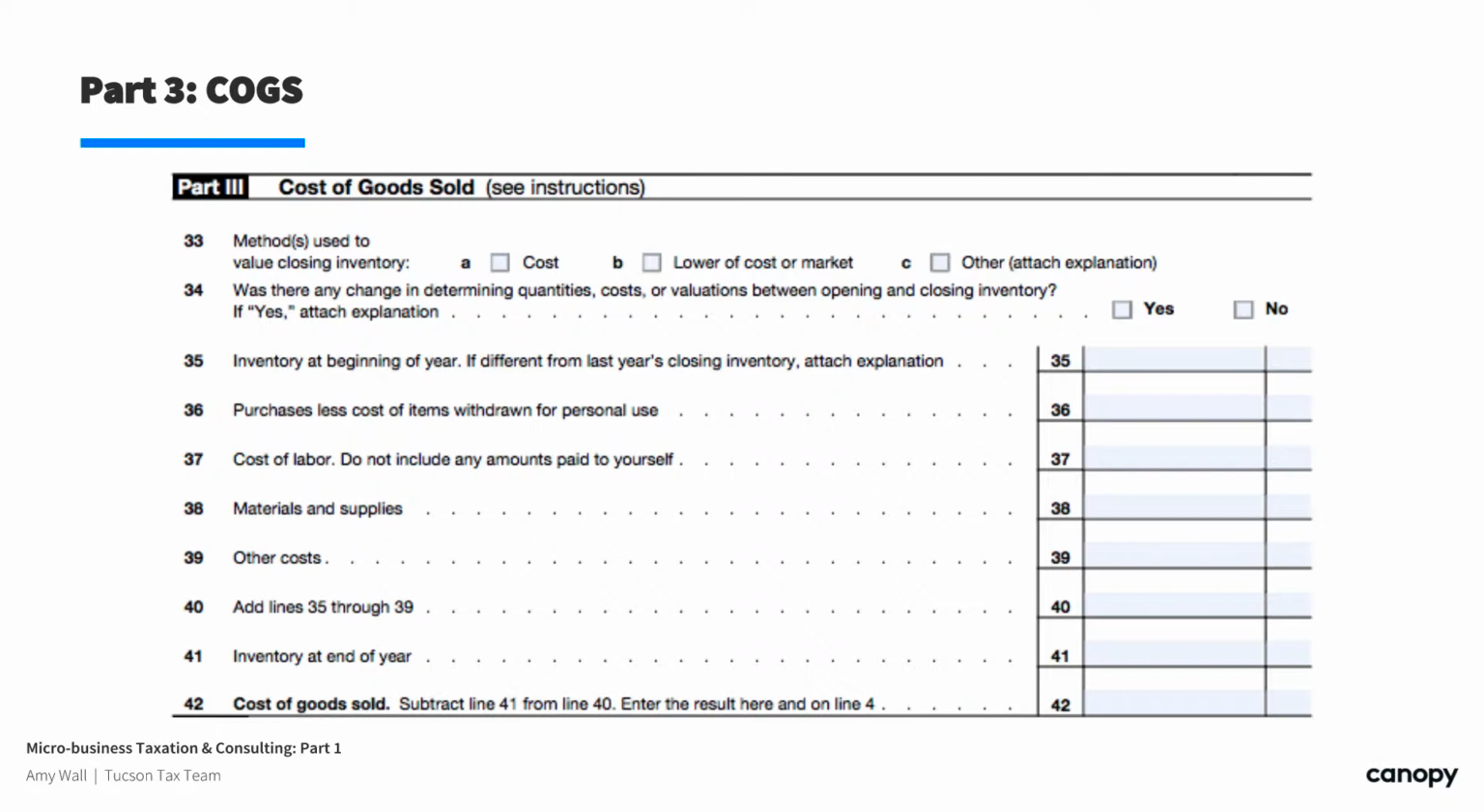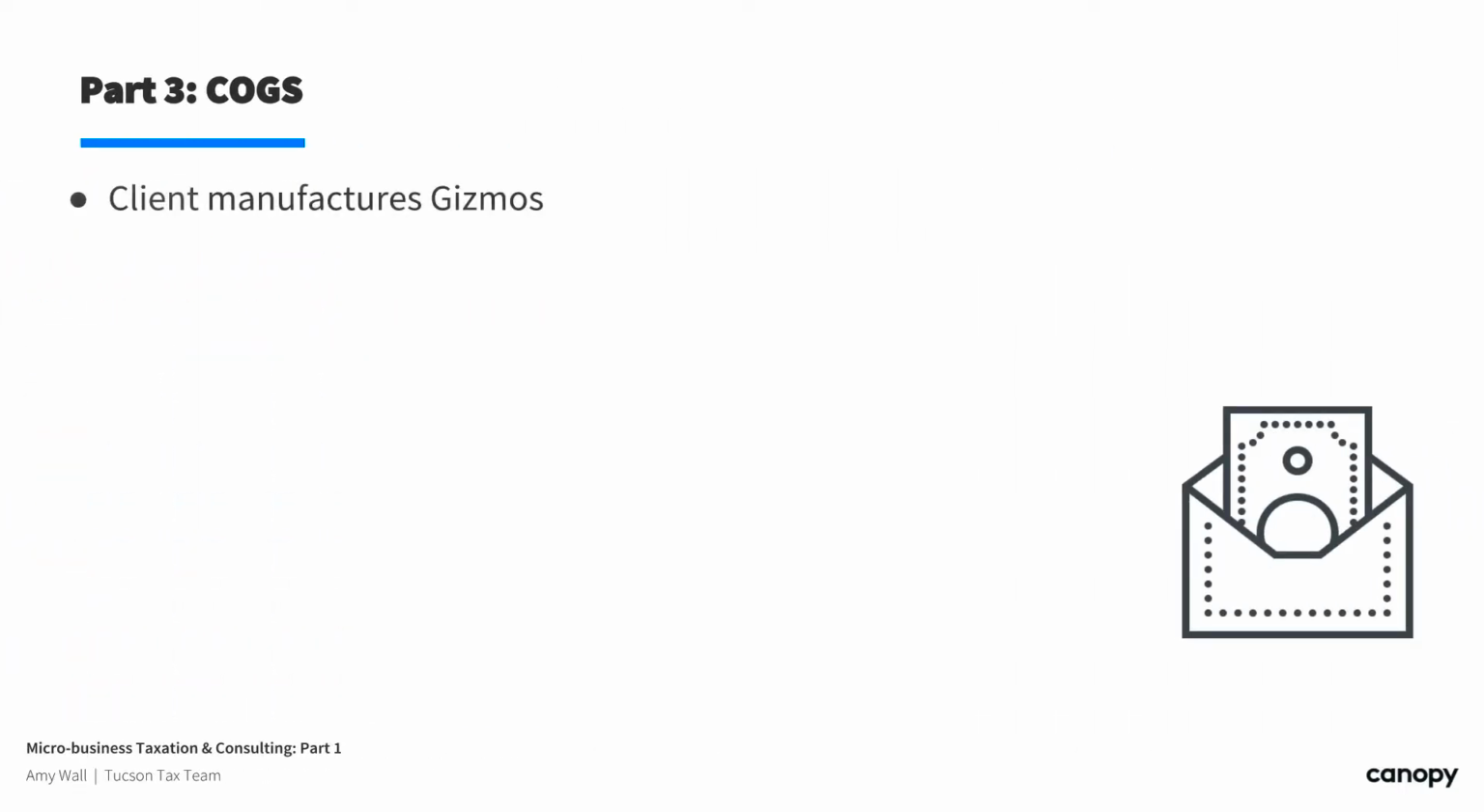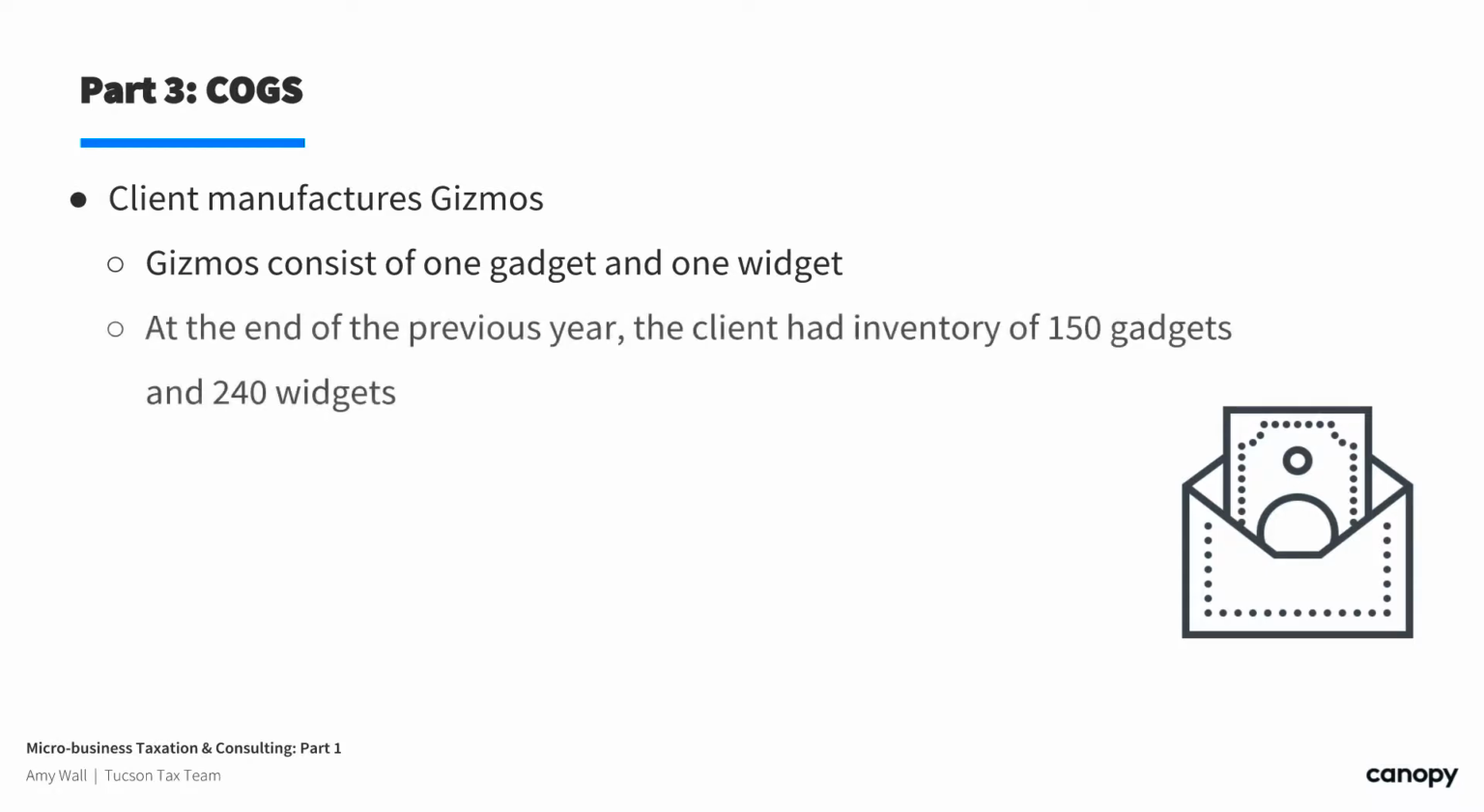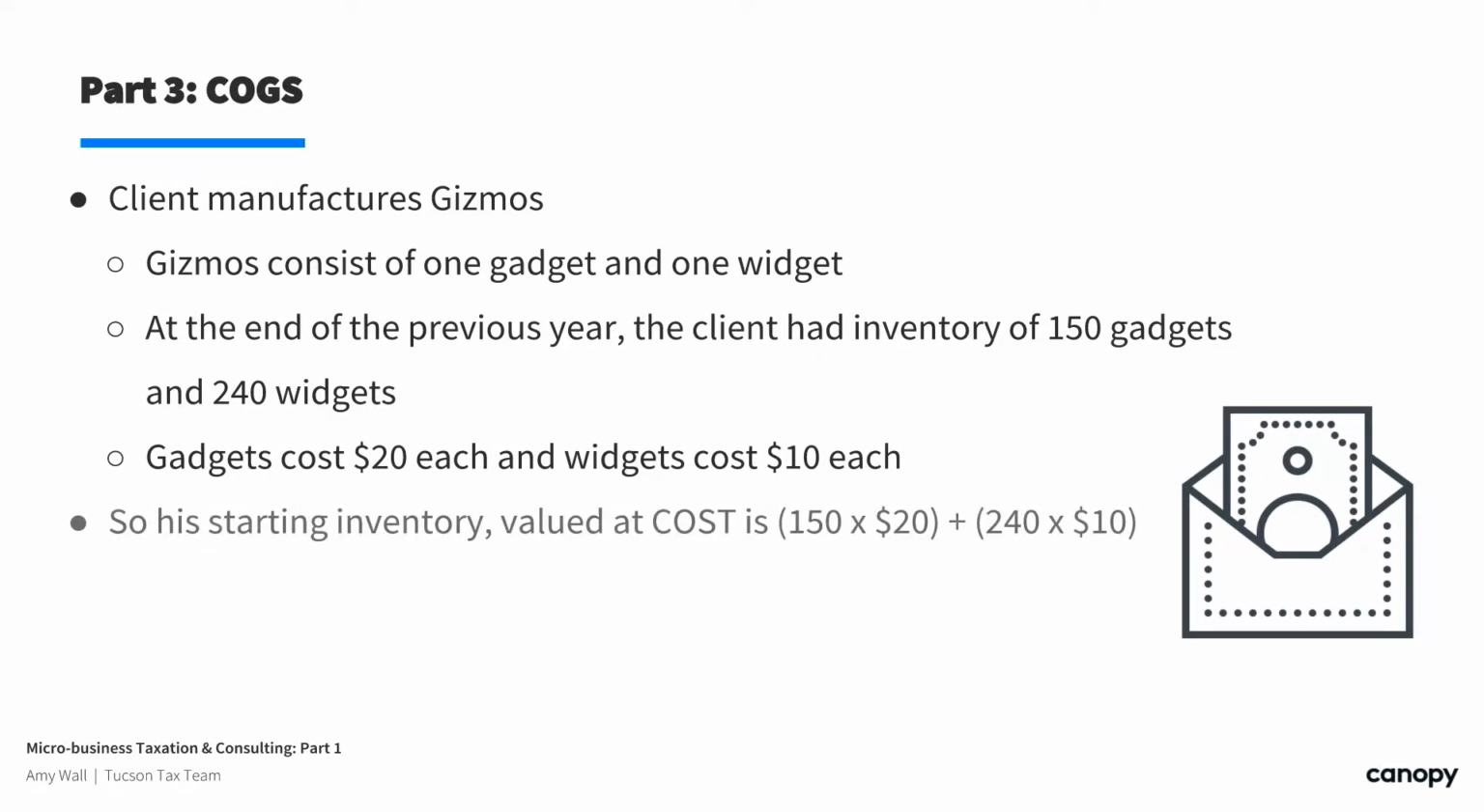So let me run through an example with you, and hopefully that's going to make this a little clearer. Okay, so let's say that our client manufactures gizmos. Gizmos is not that original, but I couldn't come up with something else. A gizmo consists of one gadget and one widget. At the end of the previous year, the client had inventory of 150 gadgets and 240 widgets. Now, he has to value these. Gadgets were $20 each, widgets were $10 each. So here's his starting inventory, valued at cost. Okay, here's the math. $5,400 was the starting inventory.